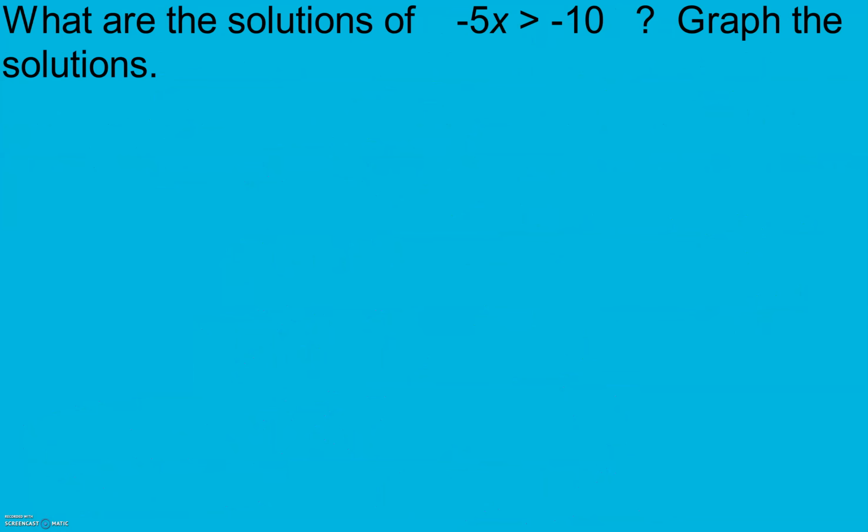Again, feel free to pause here and give this a try if you'd like. X is being multiplied by -5. We get rid of multiplication by dividing. And whatever I do to one side, I do to both. -5 divided by 5 is 1 times x is x. -10 divided by -5 is 2. Now, because I divided by a negative number here, I have to flip my inequality.